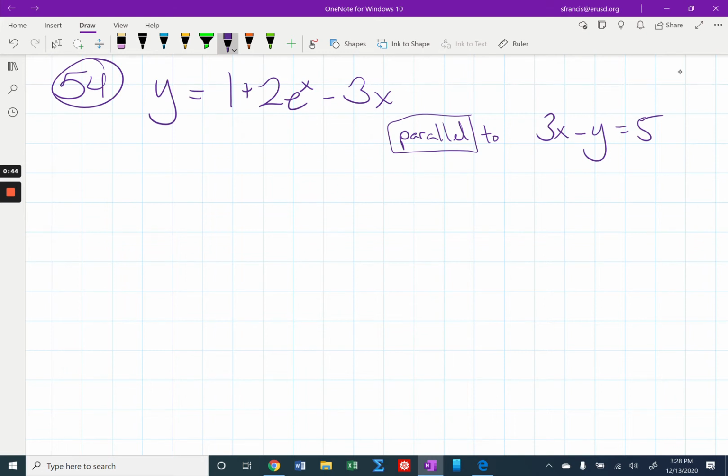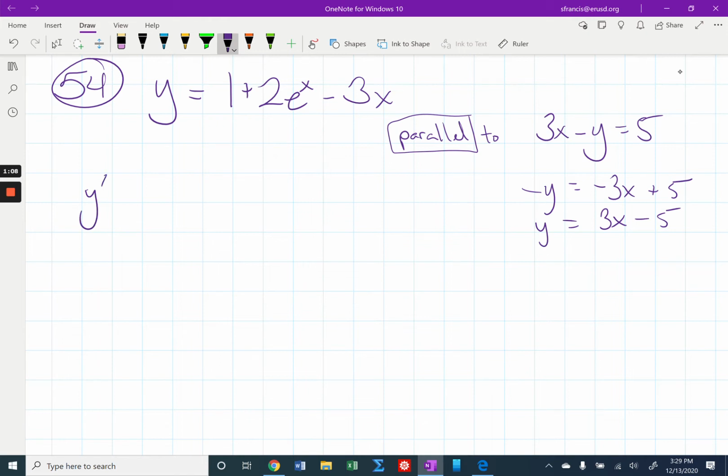So if we want a line parallel to this line over here, we ought to find the slope of this line. If we solve for y, we see that we have a slope of 3, okay? And so we want the tangent line to this curve at some point to have a slope of 3.